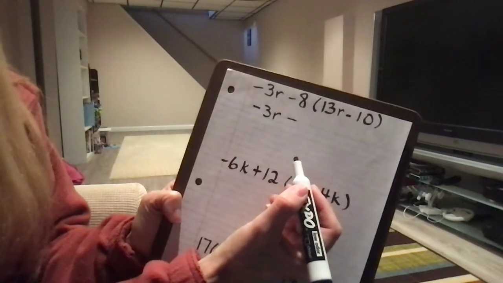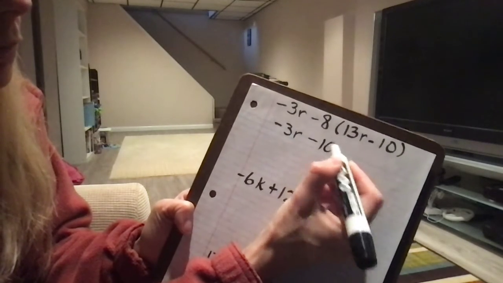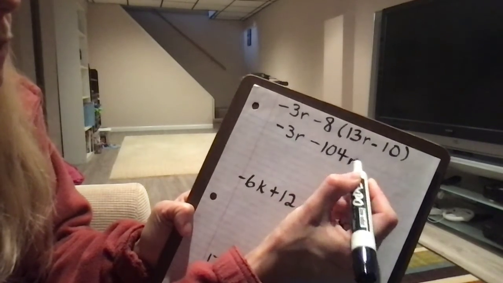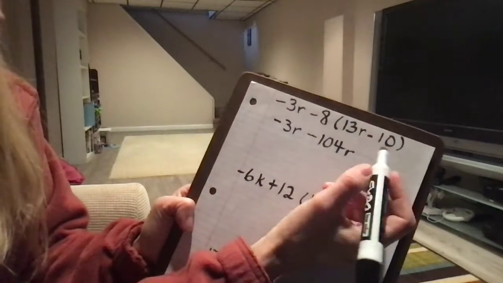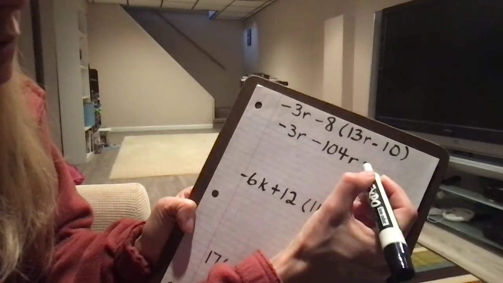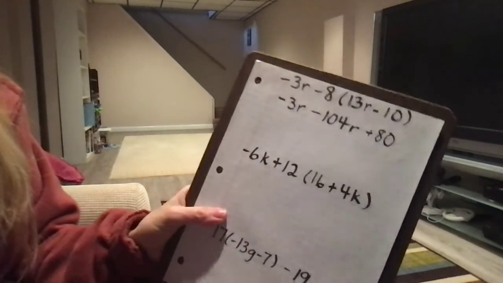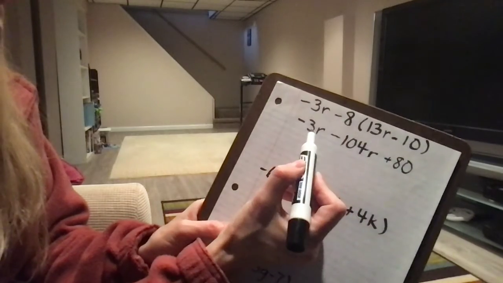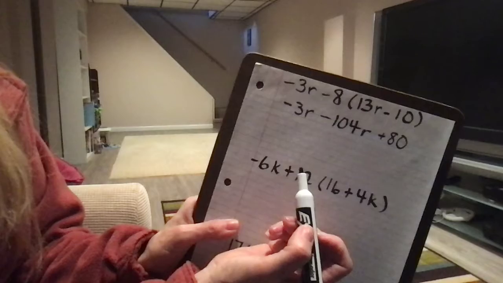-8 times 13r is going to give you -104r. And then you have -8 times -10. Negative times a negative is a positive. 8 times 10 is 80. So now you evaluate to combine your like terms. That is your second step for solving multi-step equations.